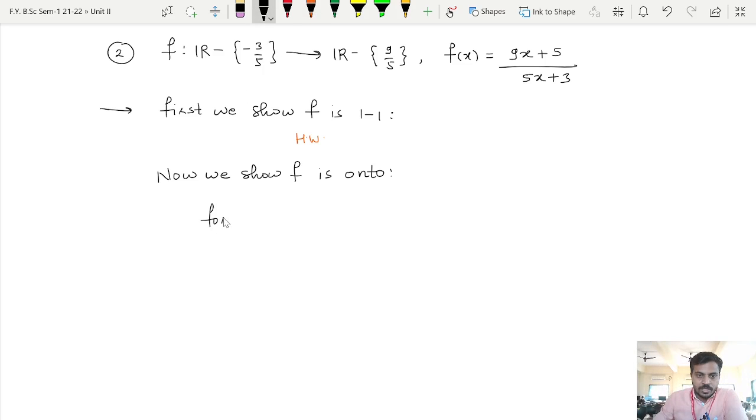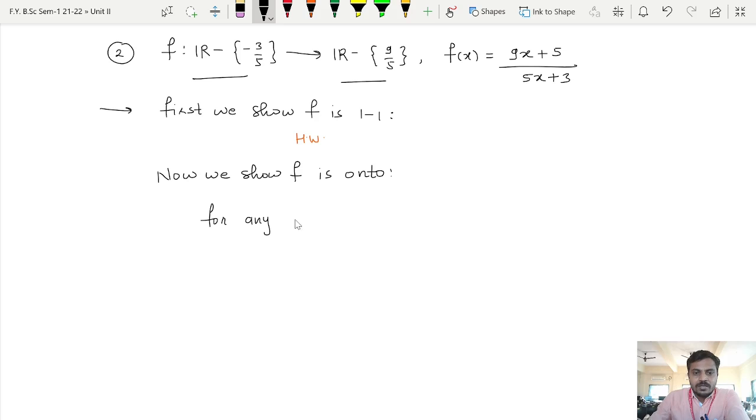So I will say, for any... Now just note one thing, the domain and codomain of f are different here. So f is a function from R minus {-3/5} to R minus {9/5}. So your f inverse will be a function from what? It will be a function from R minus {9/5} to R minus {-3/5}, right?